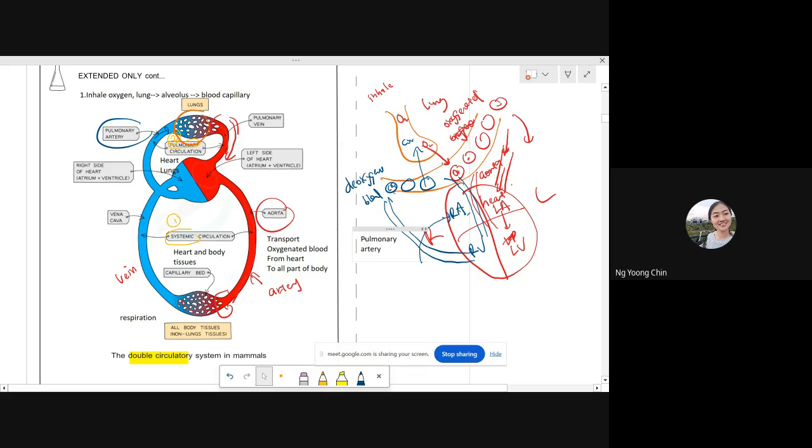The pulmonary artery connects the right ventricle, which is from the heart, to the lung. So the pulmonary artery helps to transport the deoxygenated blood from the heart into the lung. The lung does the inhalation and exhalation. Inhalation converts the deoxygenated blood into oxygenated blood again. The oxygenated blood will then be pumped back to the heart by the pulmonary vein, entering the left atrium of the heart. So this is the whole story.